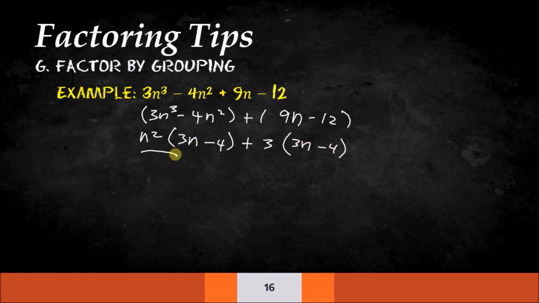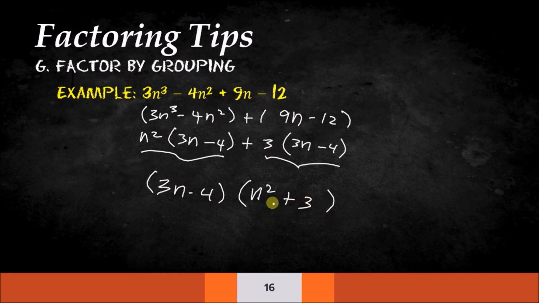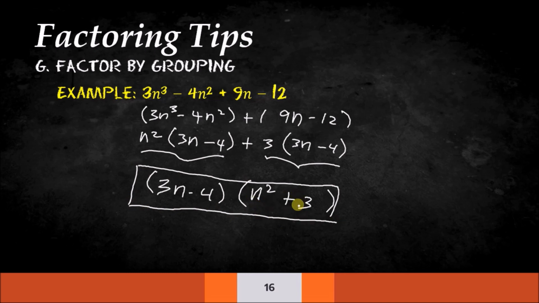And sa dalawang set of factors na ito, meron tayong common binomial na tinatawag. Ilalabas natin yung common binomial which is 3n minus 4. And then, dun sa first two terms dito, kung inilabas mo na yung 3n minus 4, naiwan na lang yung n squared. Kaya isulat mo dito. Dito naman, kung nandyan na yung 3n minus 4, naiwan na lang yung plus 3 natin. And basically, yung n squared plus 3 natin, this is not factorable anymore. And 3n minus 4 is a binomial expression itself na hindi natin maipa-factor. So therefore, ang factor ng ating example na yan is 3n minus 4 times quantity n squared plus 3. That's for the factoring by grouping.